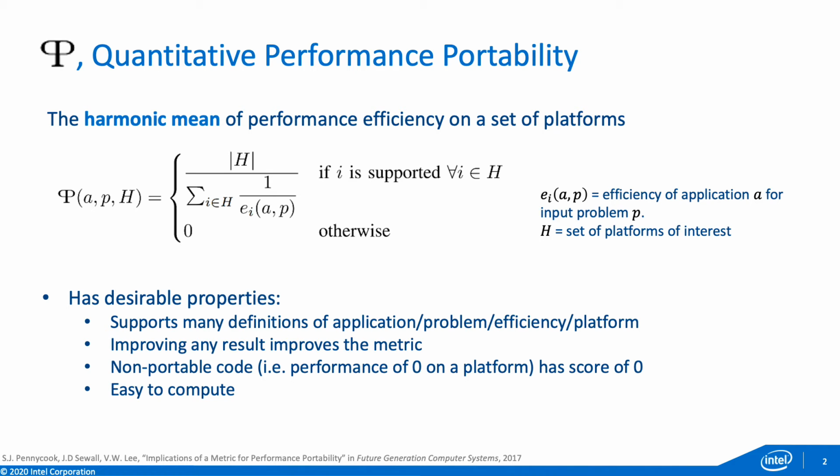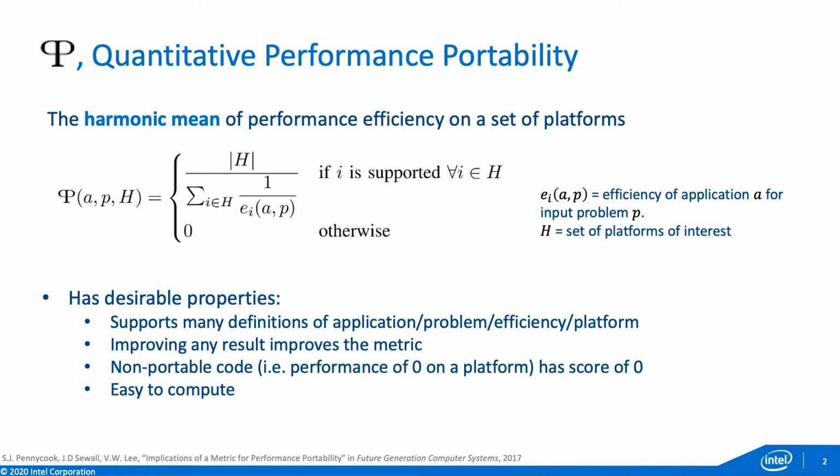This is based on combining metrics. So let me introduce those to you. The first is the performance portability metric that John and I came up with a few years ago. This is based on combining the efficiencies for a given application on a set of platforms, and those platforms are some combination of hardware and software.